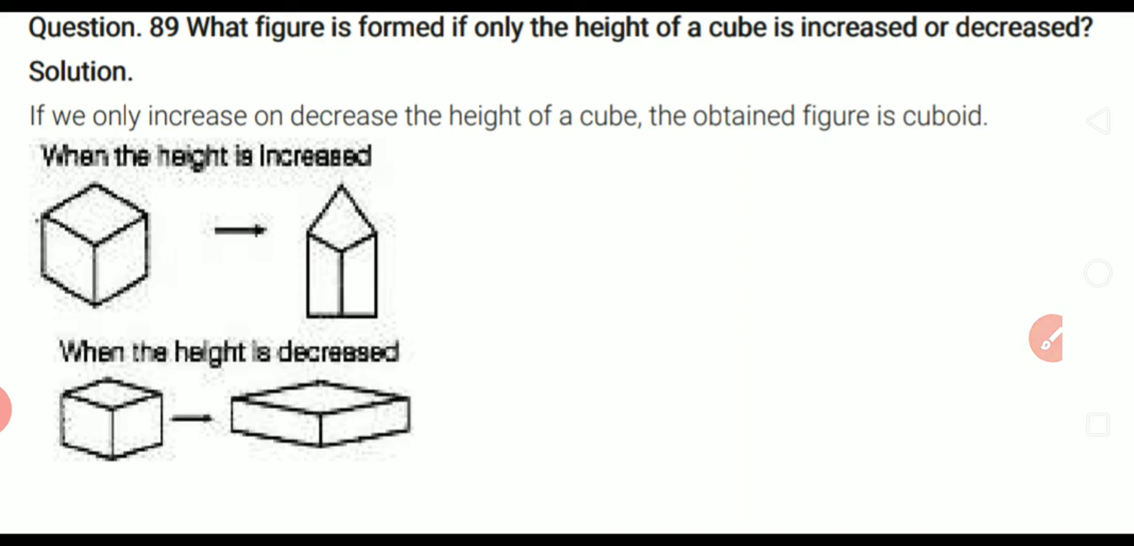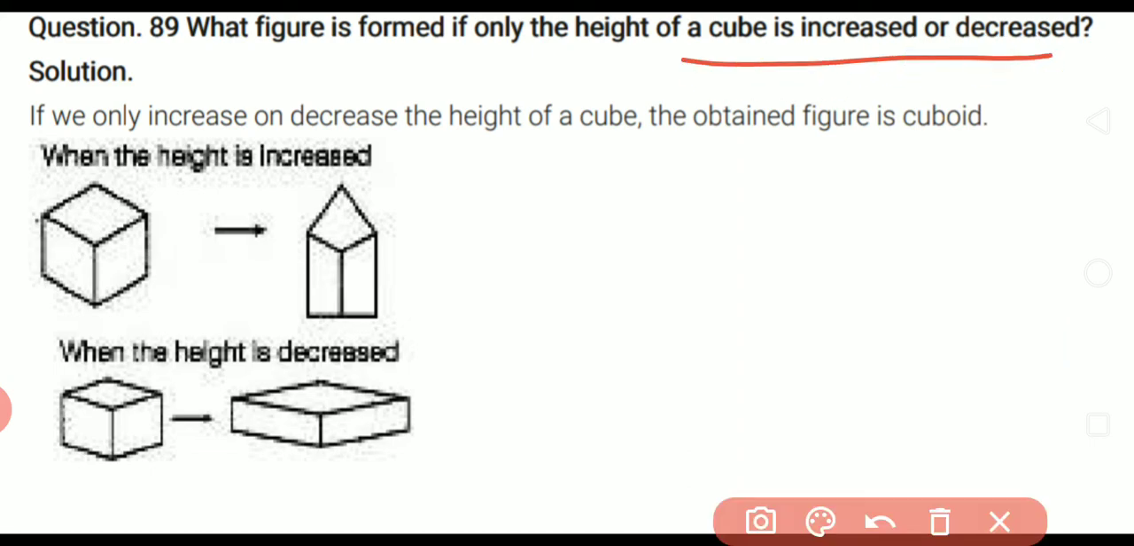What figure is formed if only the height of the cube is increased or decreased? Okay, if the height of this figure is increased, it becomes like this. This is just to show the figures, and when the height is decreased, it becomes like this.